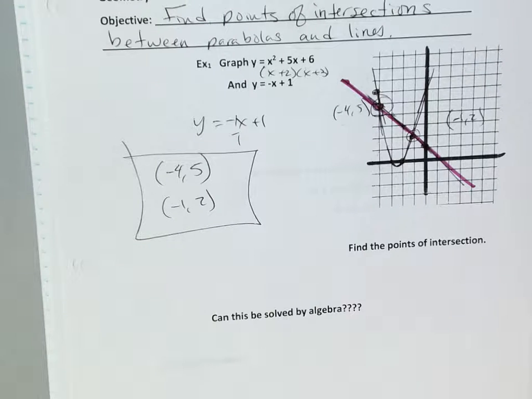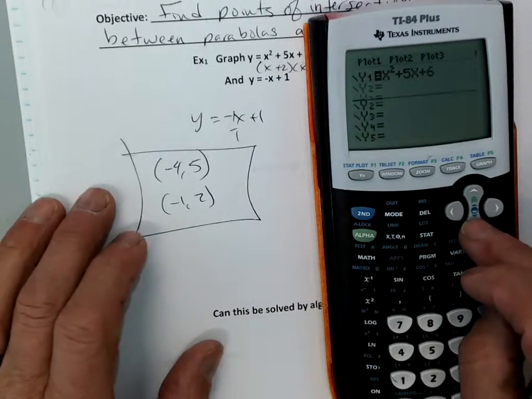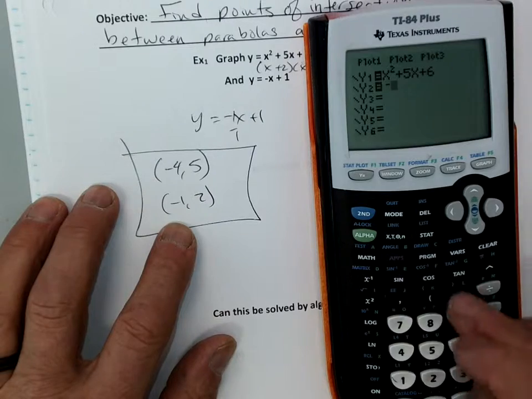Okay, the 2 points. So now Isaac asked, Mr. Davies, how do I get that from the calculator? And I'll show that too. So y equals, I put in the other one, and it's a -x.